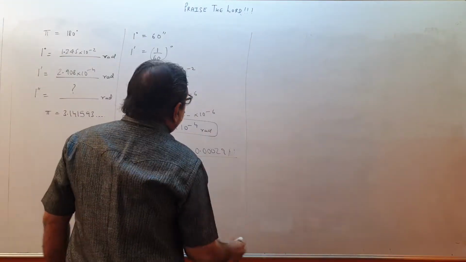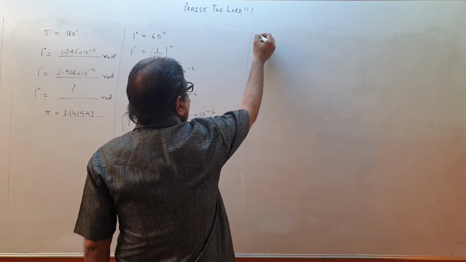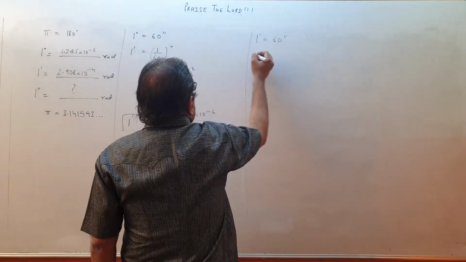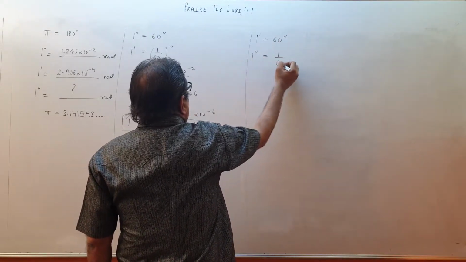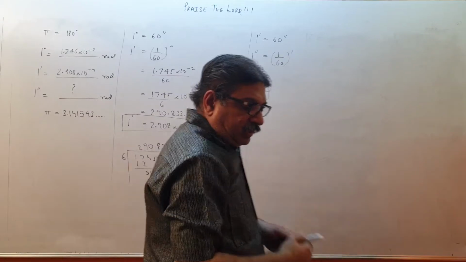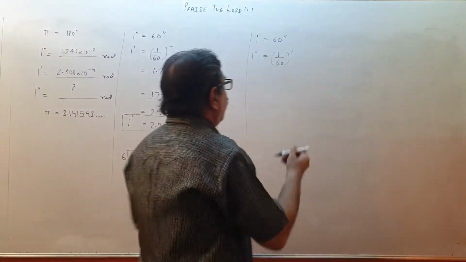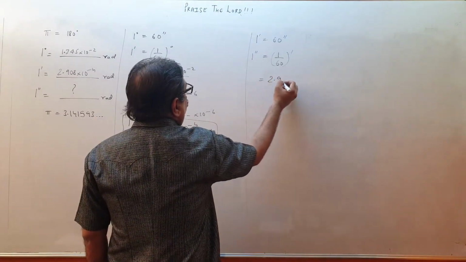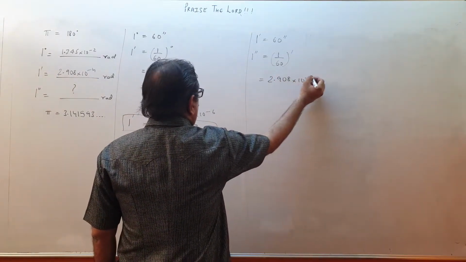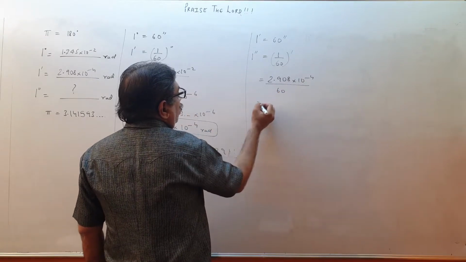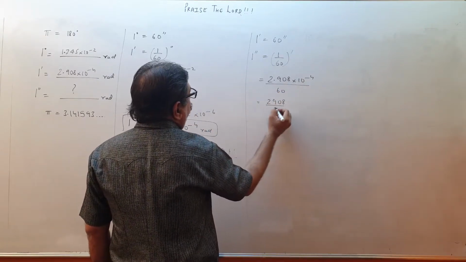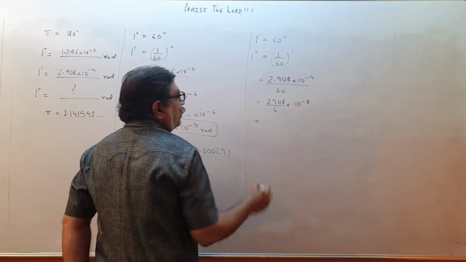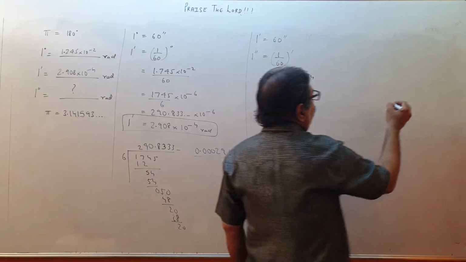Okay. Then we want 1 second. We know that 1 minute will be 60 seconds. So 1 second will be 1 upon 60 minutes. That we all know. So see, we know already 1 minute is this much, 2.908 into 10 raised to minus 4 upon 60. So this will be 2908 upon 6. 3 from here and 1 from here into 10 raised to minus 8. So let us divide 2908 by 6.